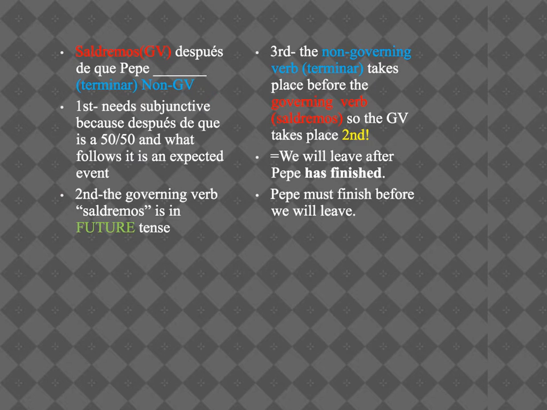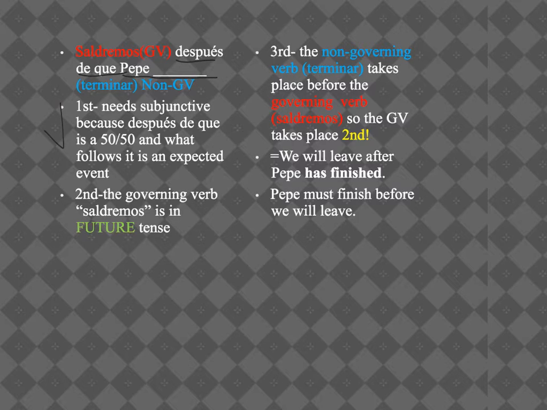All right, some more examples. Saldremos después de que Pepe haya terminado. So we will leave after Pepe has finished, whatever it is Pepe's doing. So first, again, I'm going to need the subjunctive because después de que is a 50-50 and Pepe finishing, remember this activity, whatever comes after my 50-50, it's an expected event. Let's say Pepe's finishing his homework. Well, what if he doesn't finish? I expect him to, but what if he doesn't? So that's why I need the subjunctive.